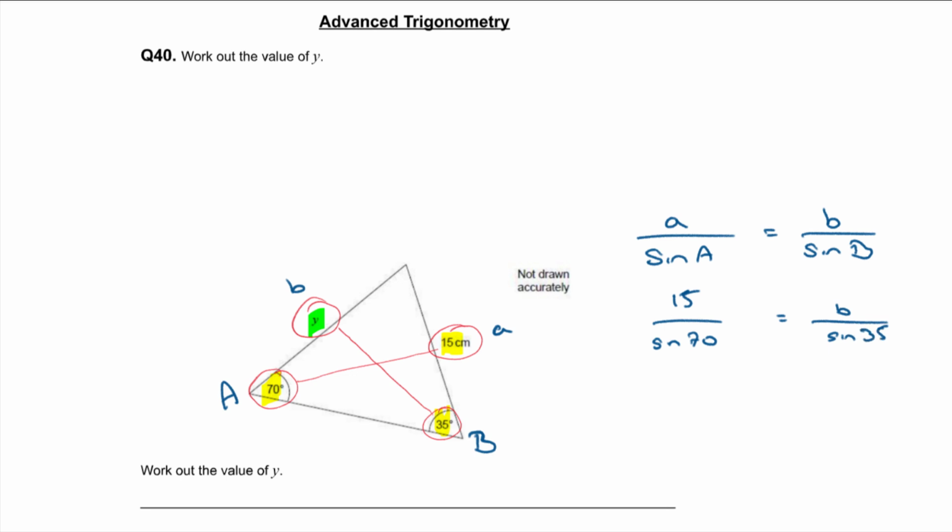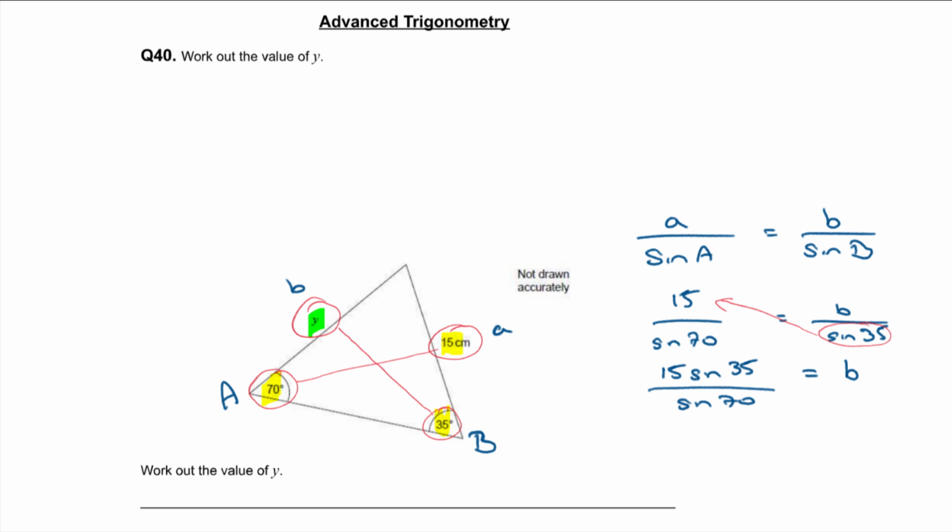Next thing is to rearrange the sine rule to get the thing you want to find on its own. So I'm going to move that up here. Because I put b at the top to start with, that makes the rearrangement a little bit easier. So then b is going to be equal to 15 sine 35 over sine 70. Then it's just a matter of typing it into the calculator.